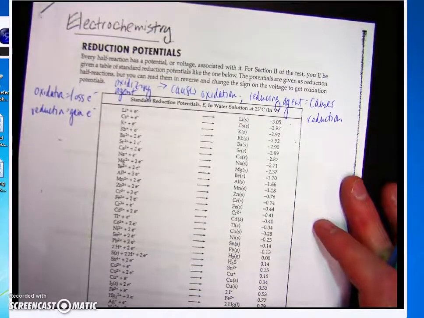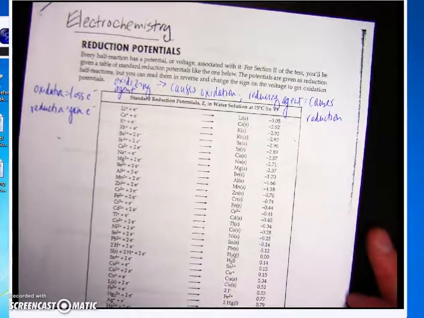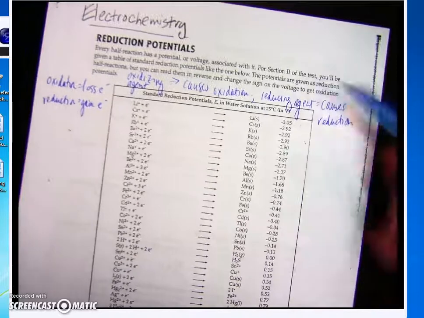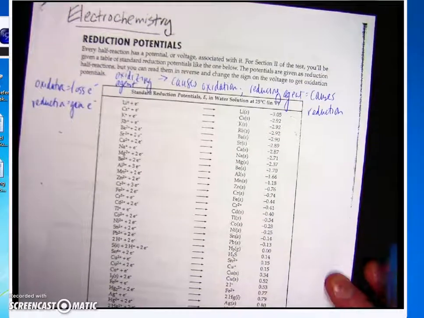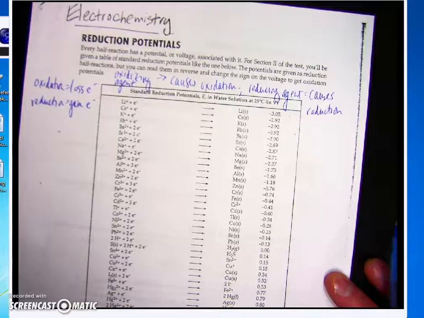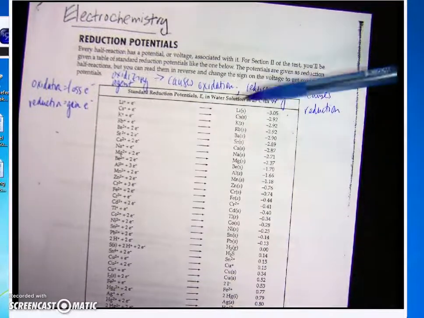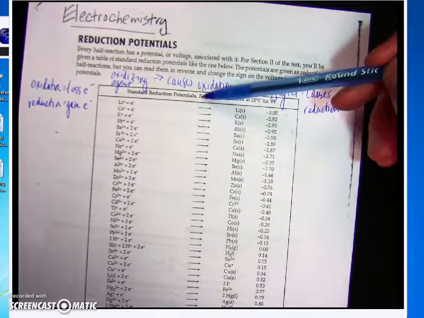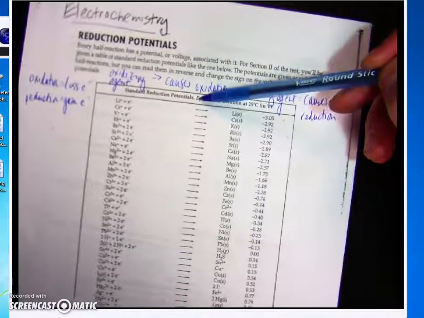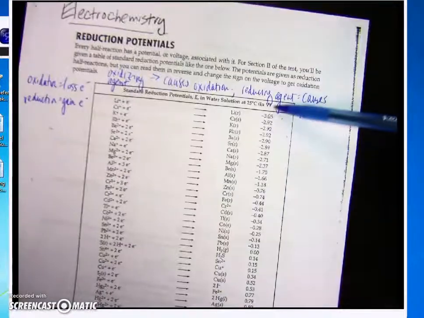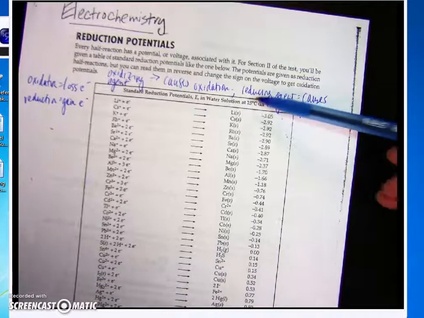When we're looking at our list, something is spontaneous when the overall voltage for the reaction is positive. The voltage potential is shown as E in these tables, and the units are volts.